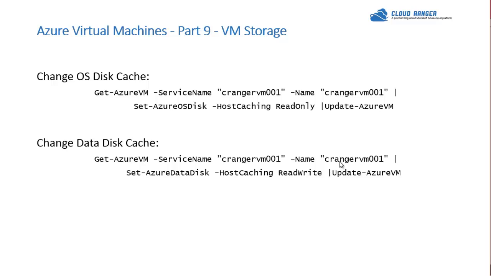With your data disk, however, we have used this cmdlet before, Set-AzureDataDisk, for creating data disks or making modifications to it. But this time it's the same switch, HostCaching, and we are going to make it ReadWrite for the Azure data disk. So they are pretty simple cmdlets here, okay? Let's go through a quick demo.